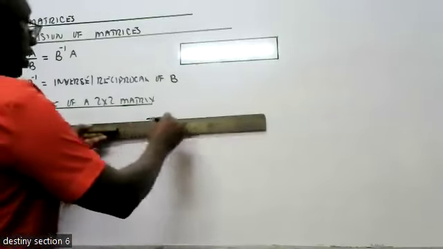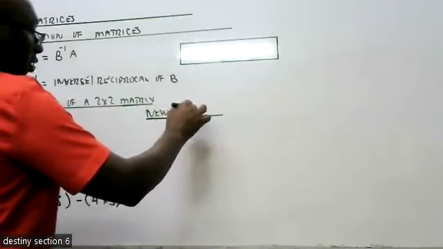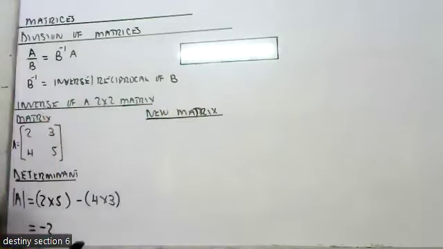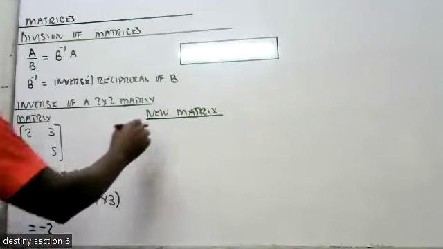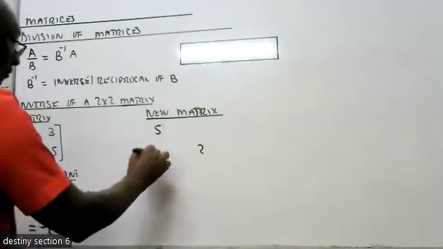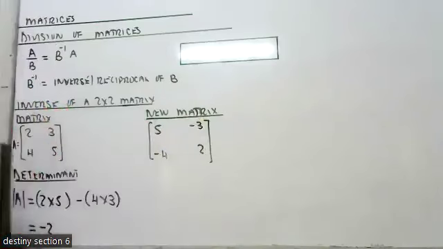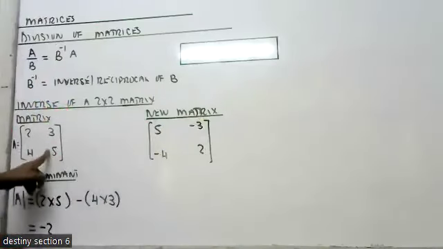The next thing you do is to create what we call the new matrix. The new matrix is created by changing the positions of the major diagonal and changing signs of the minor. So this will be 5 here and 2. Then these ones which are positive become negative, minus 4 and minus 3. So you change the positions of the major and you change the signs of the minor. That's what we are calling the new matrix.